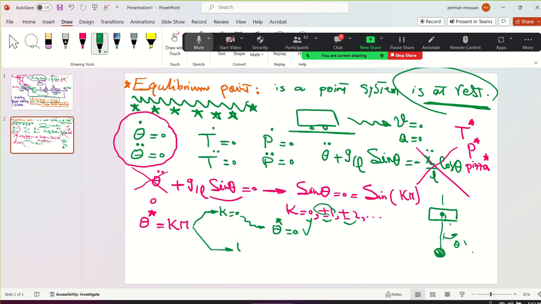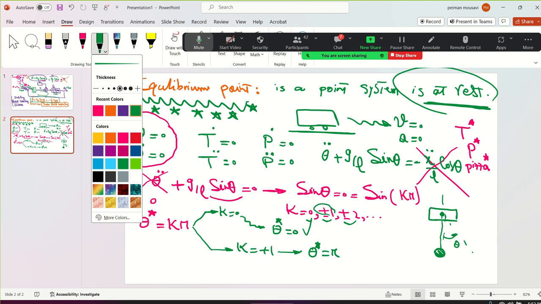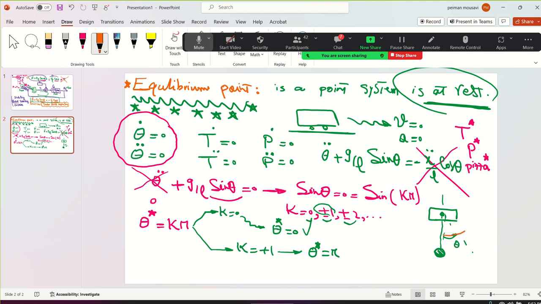Let us stick to plus 1 for k. So if k is plus 1, your equilibrium point is going to be pi. Okay, good. Let me show you physically. Here is pi, 180, and there is no friction and no control torque. If you put your pendulum here and release it, is it going to remain there?